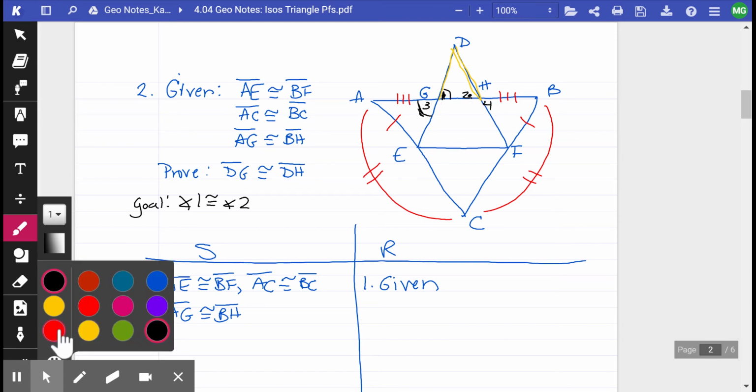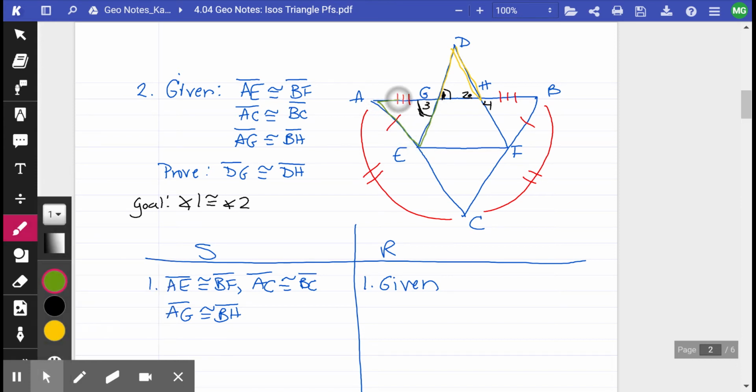And that's when I maybe say, okay, now I see that 3 and 4 are a part of two different triangles right here, these green triangles. So if I can get these green triangles congruent, I can get 3 and 4 congruent, which means I can get 1 congruent to 3, 2 congruent to 4, and then 1 congruent to 2. So there's a lot going on here that we need to think about. Again, try working backwards.